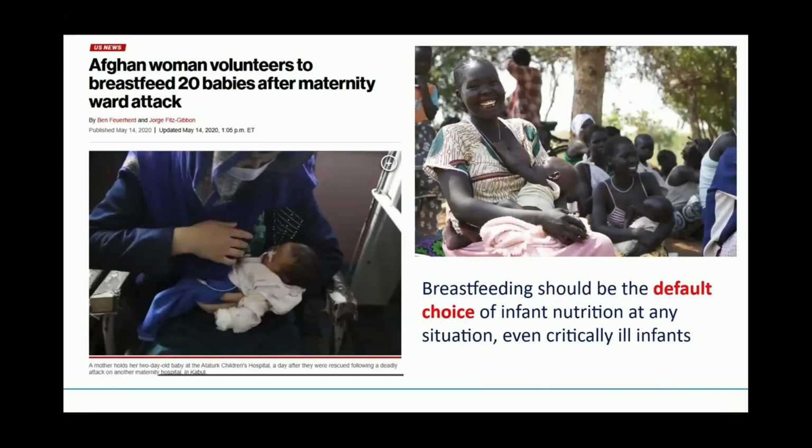Next slide. So in our opinion, across so many countries, even in high or low resource settings, breastfeeding should be the default choice of infant nutrition, especially for those younger than 6 months, in any situation, even for critically ill infants, including in PICU. As the last speaker has mentioned, we should encourage breastfeeding, but where do we have the correct environment for this mother to breastfeed her child, or even to express breast milk, and do we have the skill to encourage them to re-establish lactation?